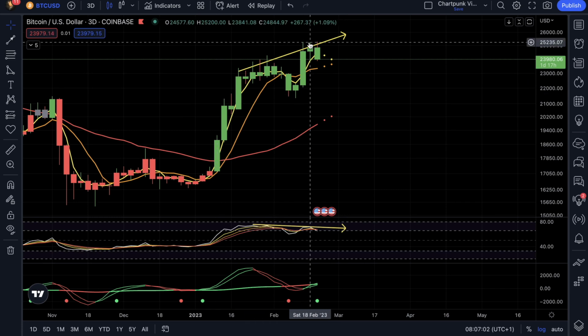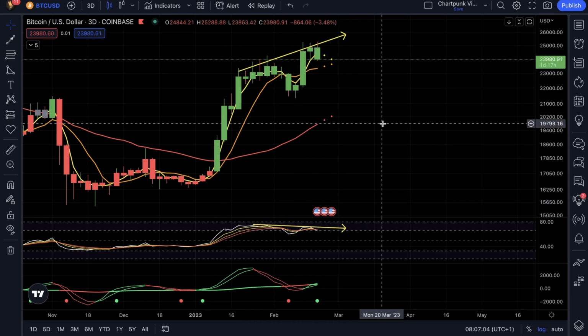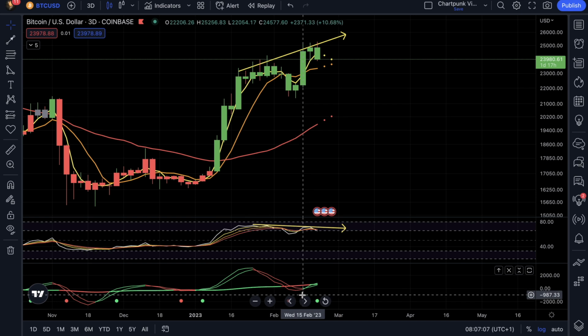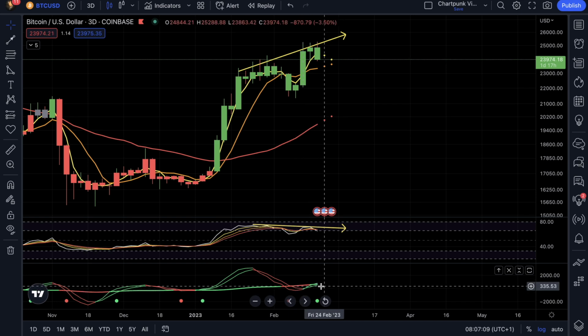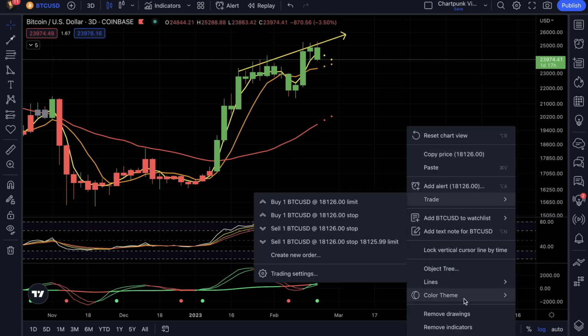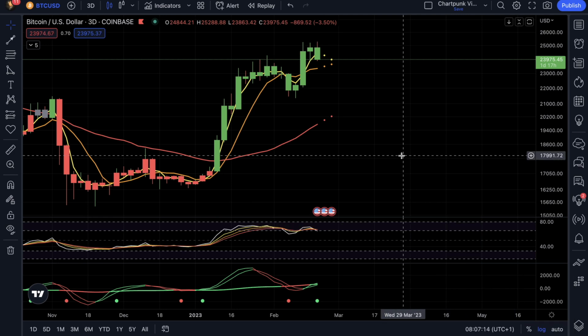The candles, however, are still green, the trend structure is still bullish, and the Chartpunk momentum oscillator is leaning up and crossing above its long-term moving average. So the 3-day Bitcoin chart is still looking very nice to me.